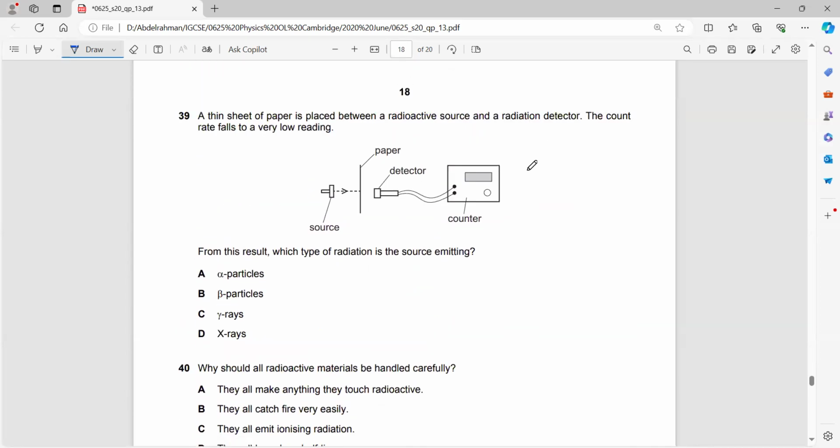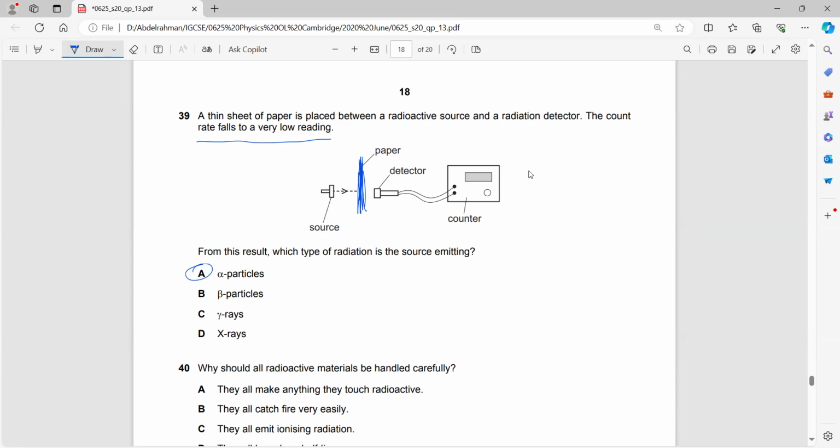A thin sheet of paper is placed between a radioactive source and the radiation detector. The count rate falls to a very low reading when you put this sheet of paper in the middle. From this result, which type of radiation is the source emitting? It's quite easy. The piece of paper stops only the alpha particles.